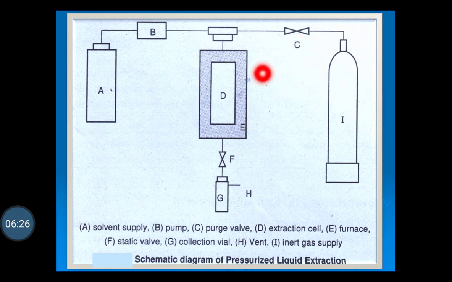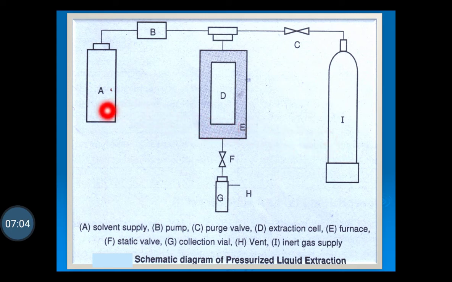D is the extraction cell. E is the furnace, or one can call it an oven, which can increase the temperature. Then F is the static valve. G is the collection vial. H is the vent of the collection vial, and I is the inert gas supply. So this is the overall view of the pressurized liquid extraction.